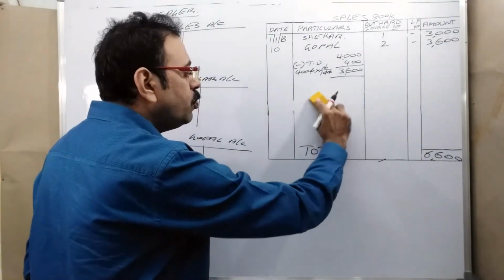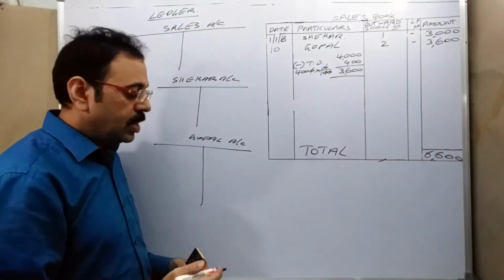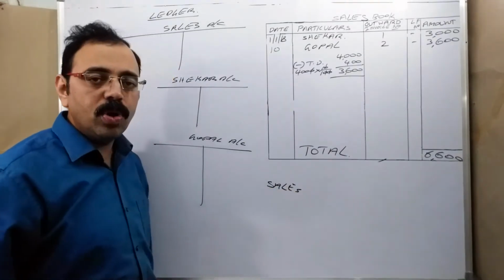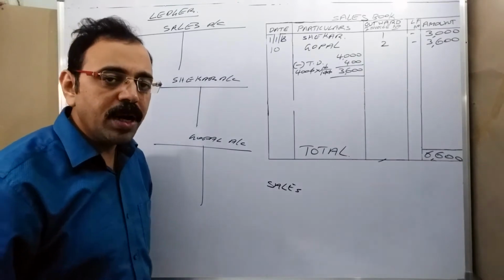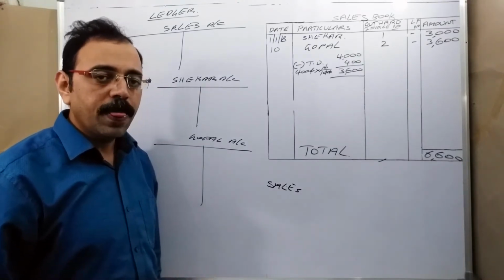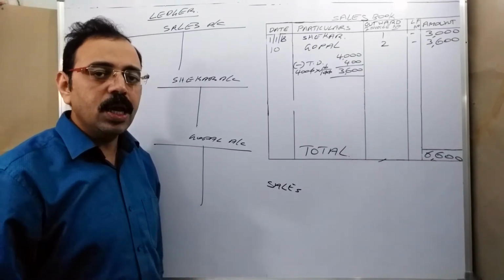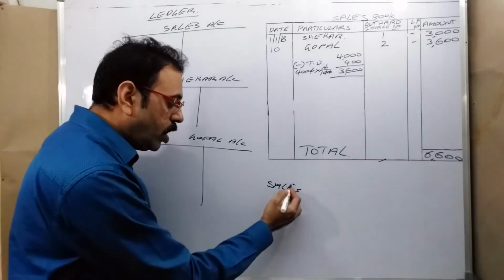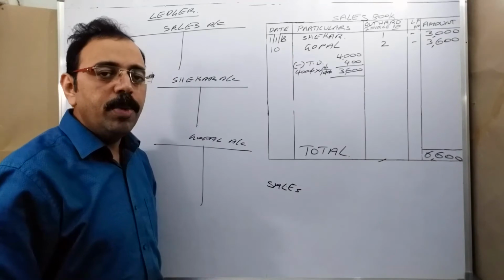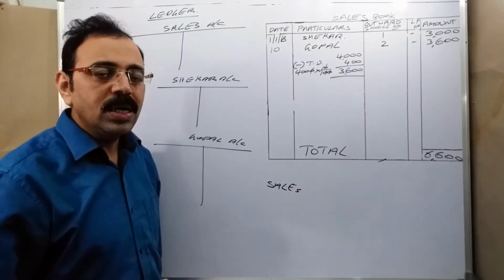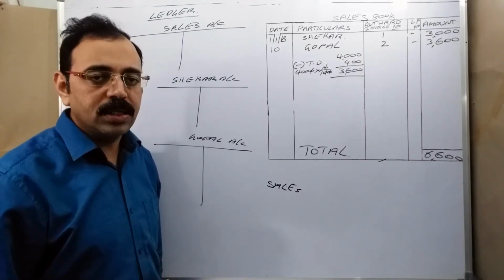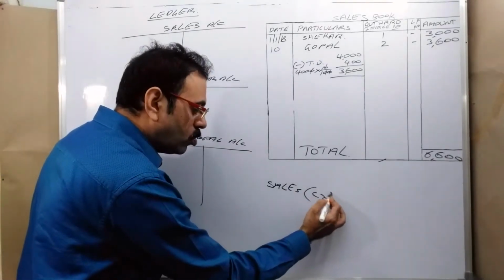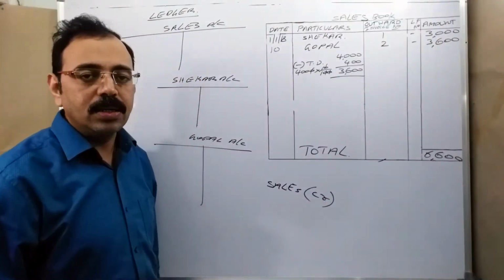Now we said we should post. See, sales is an income to us. Incomes come under nominal accounts. Expenses, losses, incomes, gains, they come under nominal accounts. Then what is the nominal account rule? Debit all expenses and losses, credit all incomes and gains. Since sales is income to us, the sales account shows a credit balance.